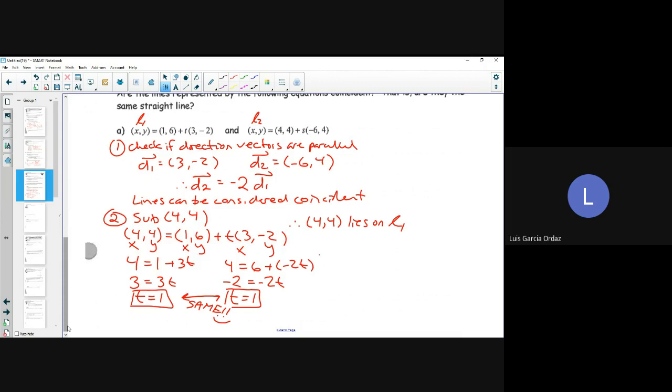And now we can say line 1 is coincident with line 2, which means that these lines lie on the same straight line.